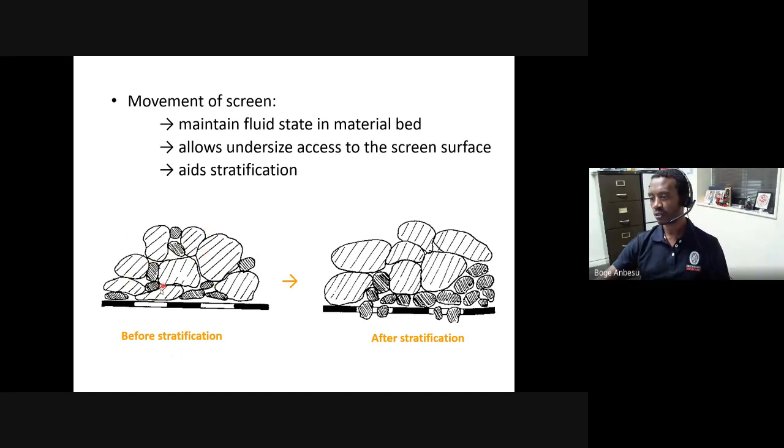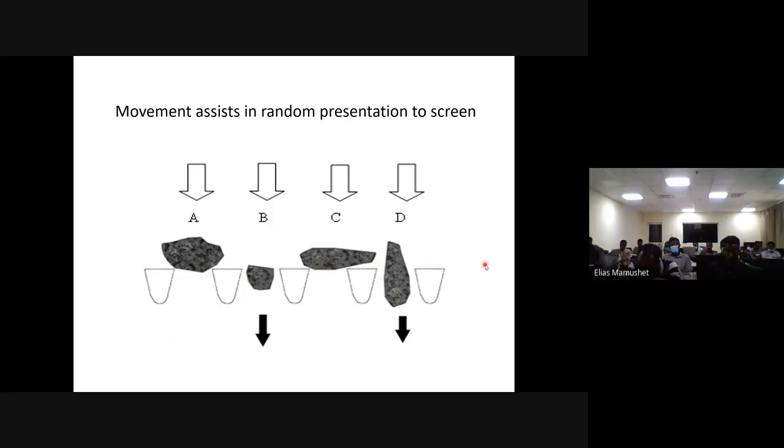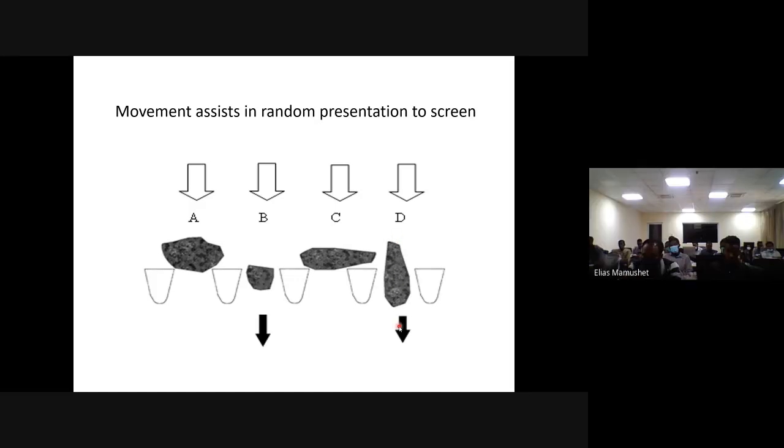As you move the screen, as you shake it, for example, fine particles will make their way down to the screen surface and pass through. So movement helps with stratification, and stratification obviously helps with higher or better efficiency of screening. This is just how a movement can assist particles like this one. If you don't move it, it will just simply go to the oversize. But if you lift this particle up and down, eventually, maybe you present it nicely and it can easily pass through the screen surface.